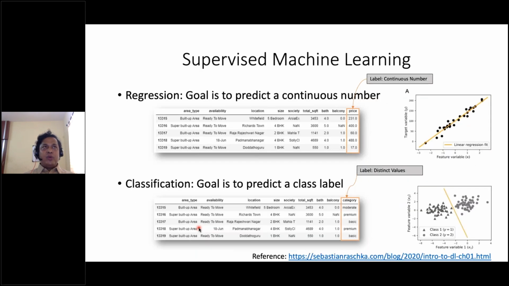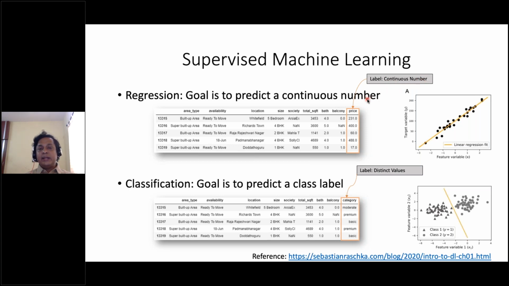Now that we know about the different broad machine learning categories, let's focus on supervised machine learning, because this is what we are going to use in the next portion of our session. Supervised learning is again divided into two portions. One is regression and one is classification. Regression is about predicting a continuous number, a continuous variable. We were predicting the price of a house. It could be 40 lakhs, 50 lakhs, 41 lakhs, 42 lakhs, right? So when we talk about regression, it's about continuous numbers.